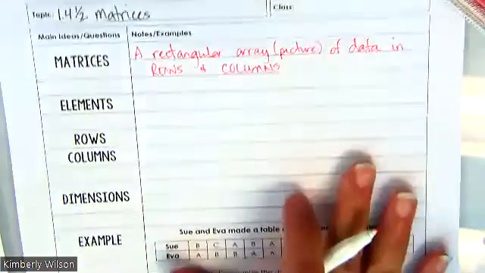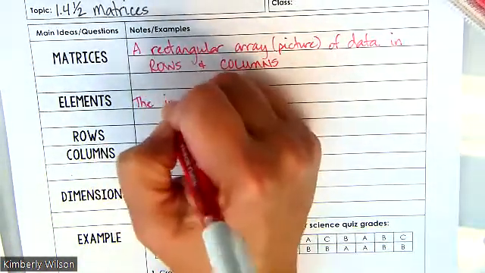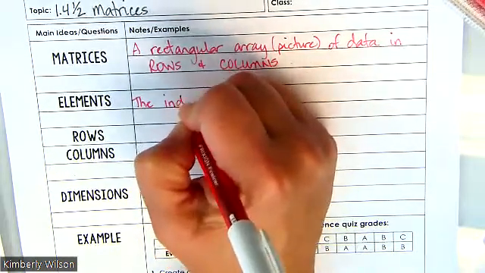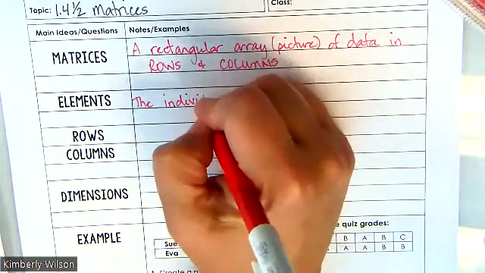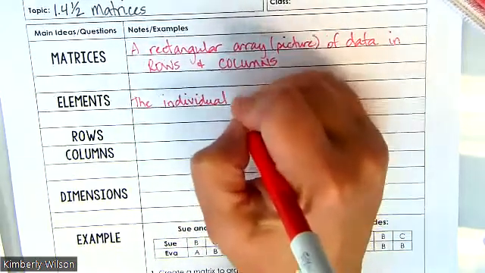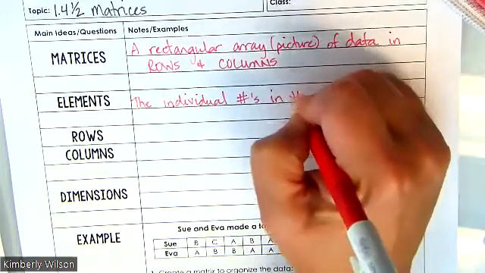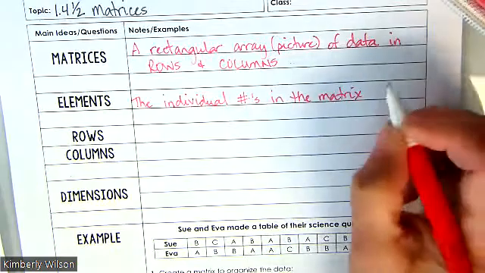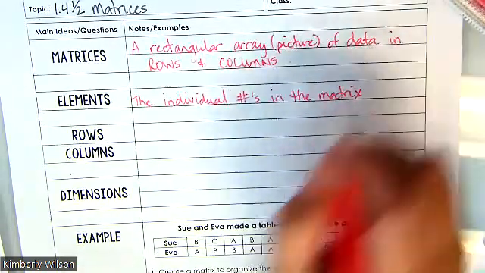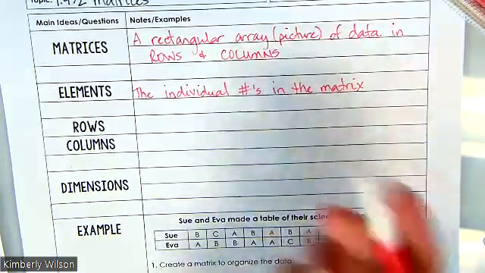Okay. An element is the individual numbers in the matrix. Matrix is the singular, the only one. Matrices is plural. Rows and columns.